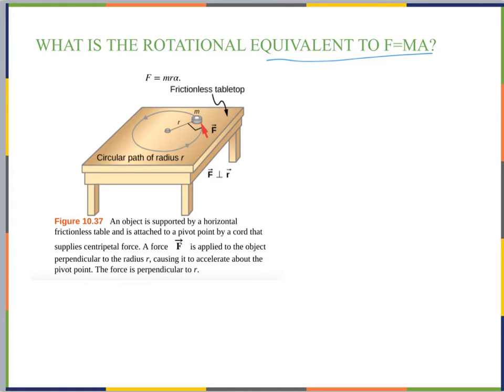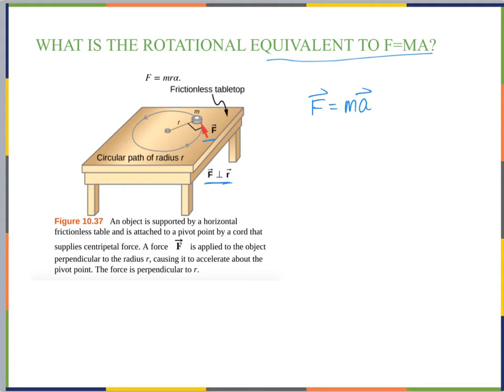We used a very specific example to come up with this idea where we had this mass on a table traveling in a circular path. We exerted a tangential force on that mass that would be perpendicular to the radius of the circle. And the nice thing about that is that force is producing a torque on the mass.